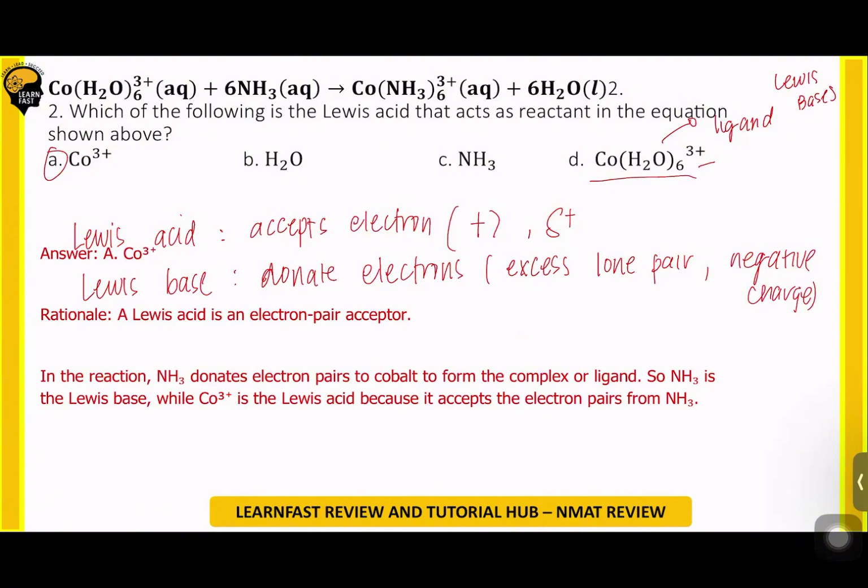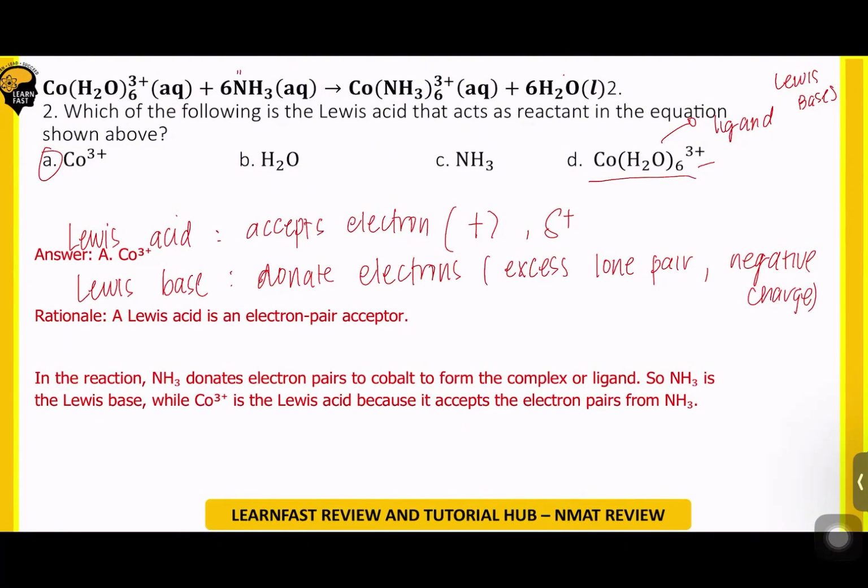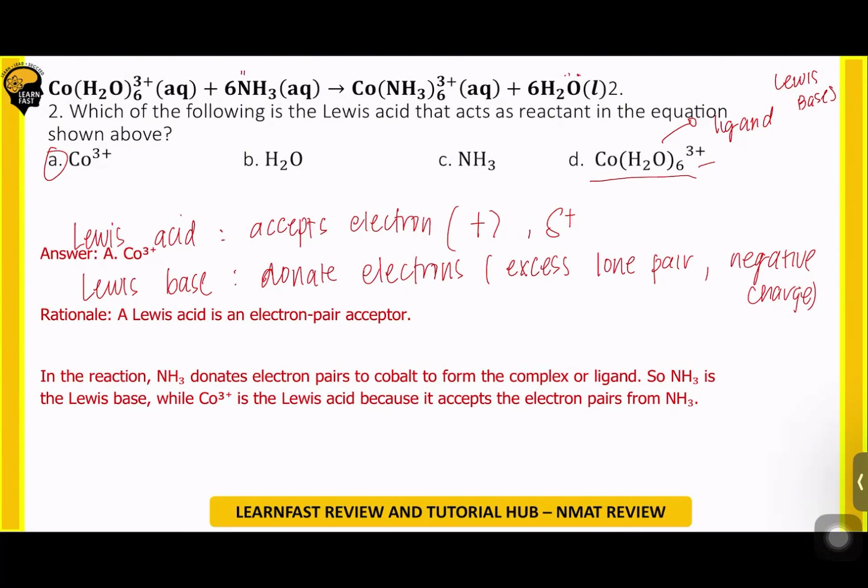So in summary, Lewis acids are most likely positively charged. Lewis bases most likely have a negative charge or have an excess lone pair. In this case, ammonia, though it's neutral, has a nitrogen that contains a lone pair, so it can act as a Lewis base. Water, the oxygen also has a lone pair, so it can also act as a Lewis base. Cobalt is electron deficient and positively charged, so it's obviously our best option for determining which one would act as the Lewis acid.